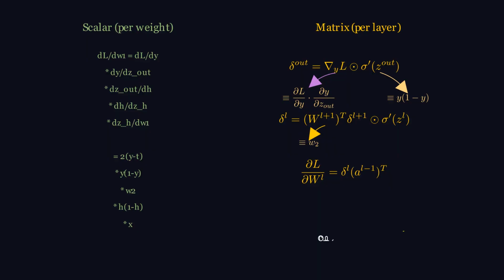A GPU executes the matrix version in a single operation for the entire layer at once. When you see frameworks use matrix backprop, they're not doing anything new. Every term in that matrix equation is a term we derived by hand in the last block, just arranged so the GPU can multiply them in parallel.